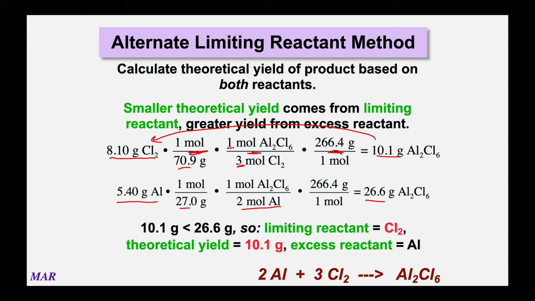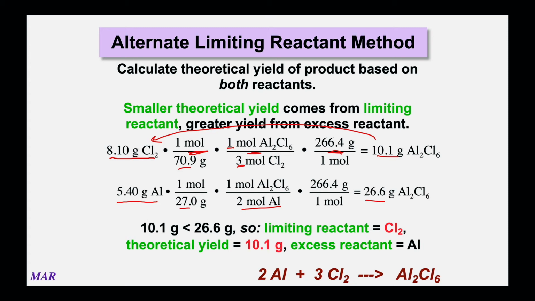If you quoted to your boss, working as a chemist, that you could make 26.6 grams of Al2Cl6, and at best you could only make 10.1 grams, you'd be fired. You'd get your pink slip and you'd be walking the walk of shame because you didn't think about excess reactant and limiting reactant. You can only make in this reaction 10.1 grams, and you may not even make that much because you might lose some, the actual yield versus theoretical yield thing. But anyway, you cannot make 26.6 grams.